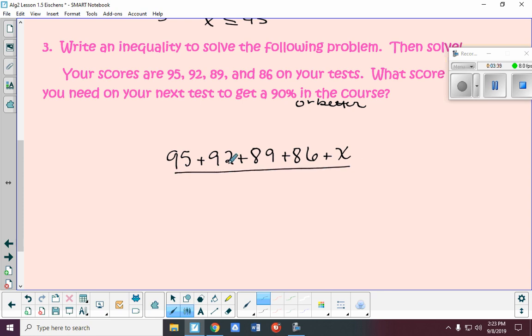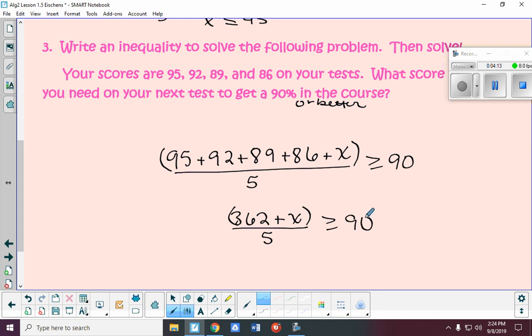So you add them all together, divide by 5, because there are 5 of those. We want that answer to be greater than or equal to 90. So we want our mean to be greater than or equal to 90. So to solve that, we have an expression in the numerator, so we'll throw parentheses around that. We're going to simplify the numerator. So we'll combine like terms, add those numbers together. So that is 362 plus x. All of that is divided by 5. That's greater than or equal to 90.